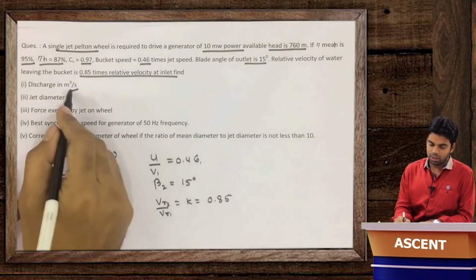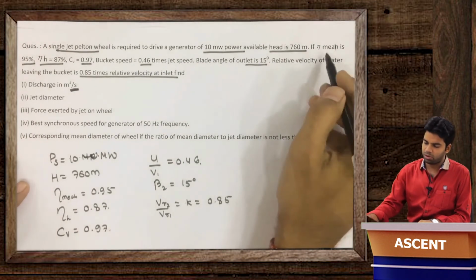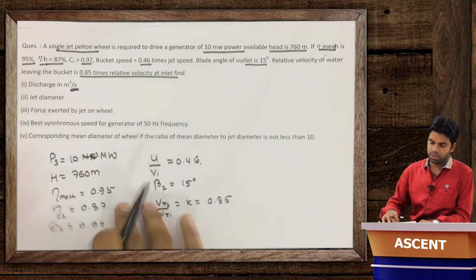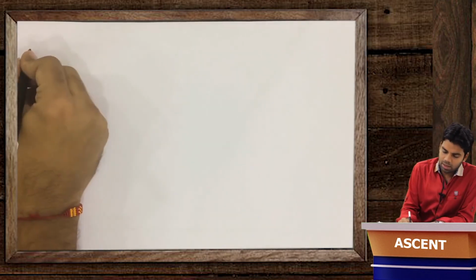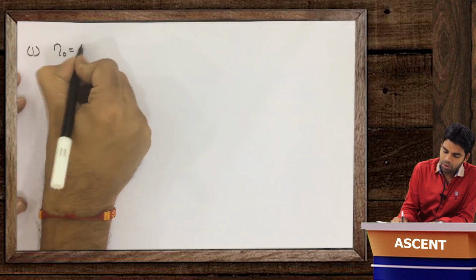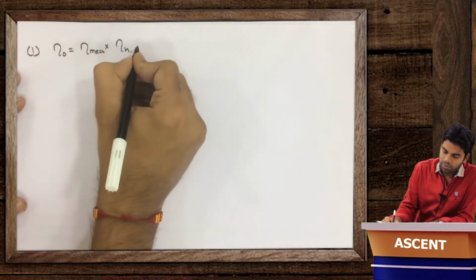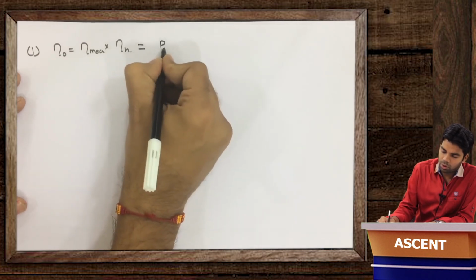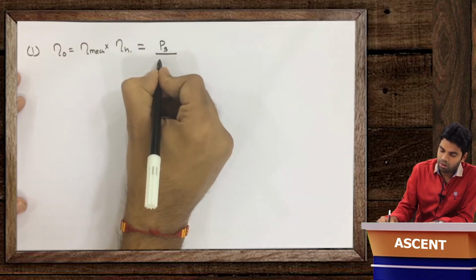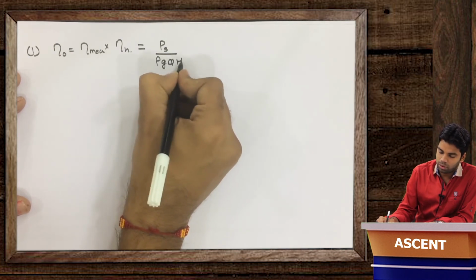So the very first thing is we have to determine the discharge Q. Now how can we determine discharge? We have the value of mechanical efficiency and hydraulic efficiency. For that, overall efficiency is mechanical efficiency into hydraulic efficiency, and this overall efficiency, as I have already told you, is the ratio of shaft power to water power. And what is water power? Rho G Q into H.